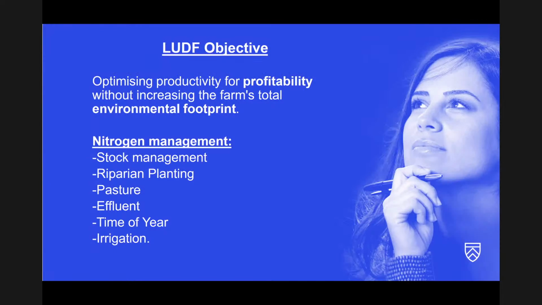So our concepts have gone through stock management, repair and planting, pasture, effluent in terms of the standing pads, and the time of year. Once again, winter is when it mostly happens. And irrigation, we have done a few things around irrigation which can help minimise nitrogen leaching, but probably the other few things are way bigger, to be honest.